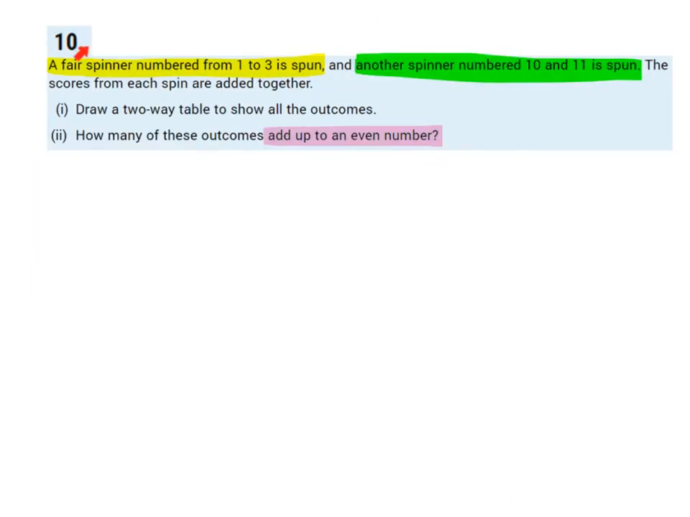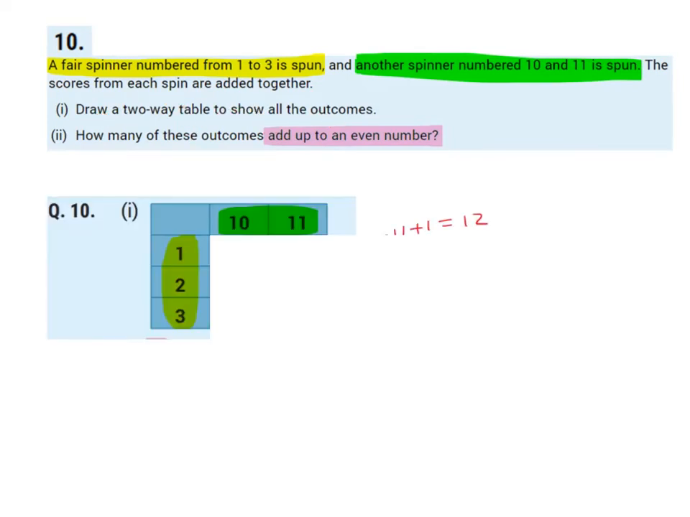Question 10. A fair spinner numbered from 1 to 3 is spun and another spinner numbered 10 and 11 is spun. The scores from each spin are added together. Part 1. Draw a 2-way table to show all the outcomes.